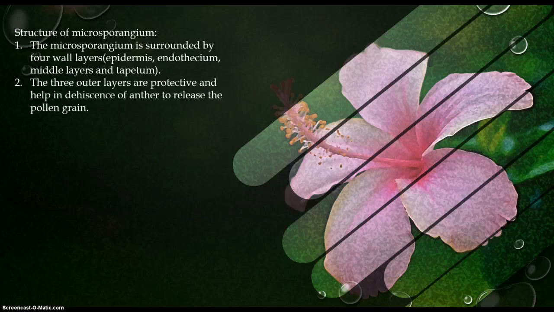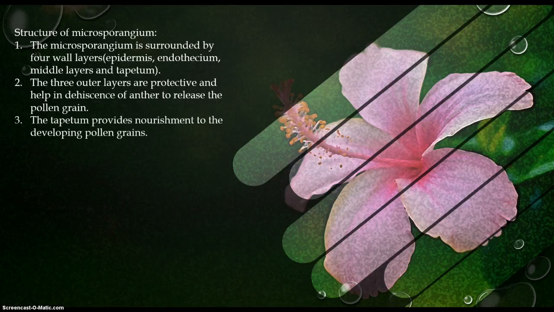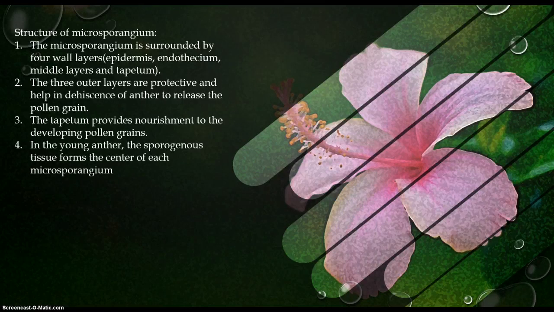The three outer layers, that is epidermis, endothecium and middle layers, help as a protective layer for the inner spores. They help in the dehiscence of the anther and release of the pollen grains, whereas the tapetum helps in providing nourishment to the pollen grains. In the young anther, the sporogenous tissue is present in the center of each sporangium.